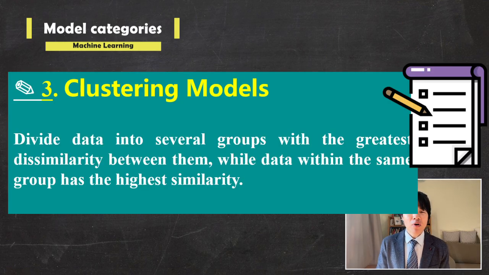The third type of common model is the clustering model. First, look at this definition of clustering models. Clustering models divide data into groups, with the maximum difference between groups and the highest similarity within each group.